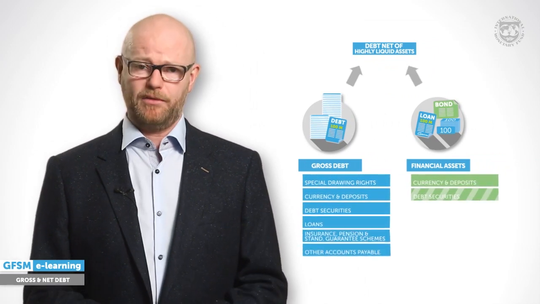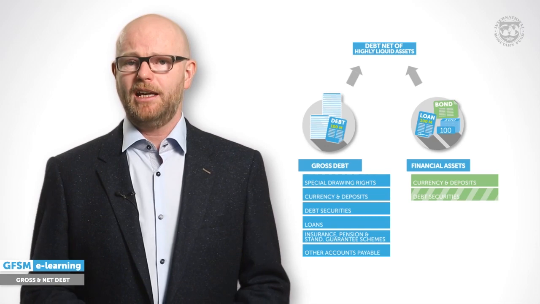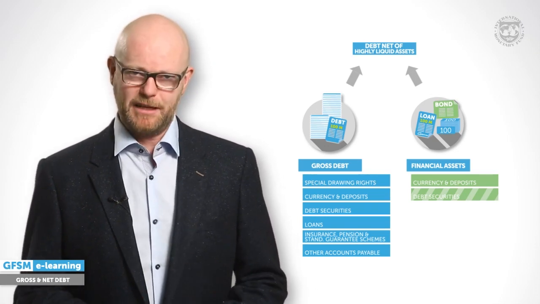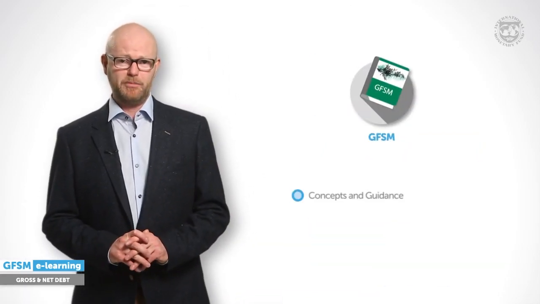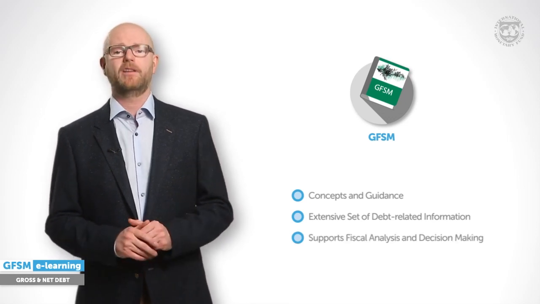Sometimes a narrower concept of net debt is used for fiscal analysis, the so-called debt net of highly liquid assets. This measure only counts very liquid financial assets, currency and deposits, and parts of debt securities. It is therefore a more prudent net debt measure. Having these different debt measures provides valuable insights into the current fiscal position as well as its sustainability. GFSM offers the concepts and guidance for an extensive set of information related to debt to support fiscal analysis and decision-making.